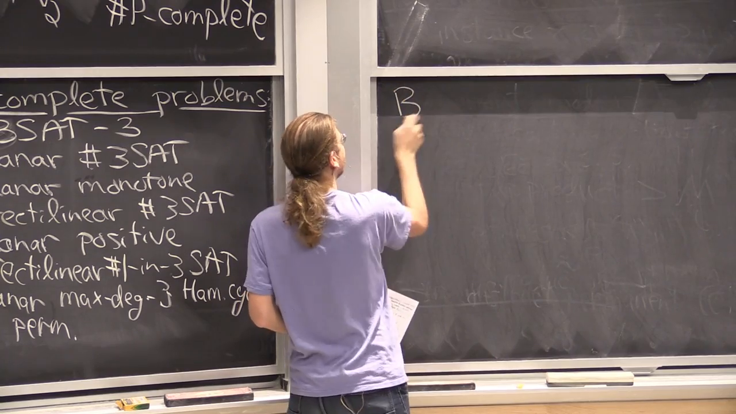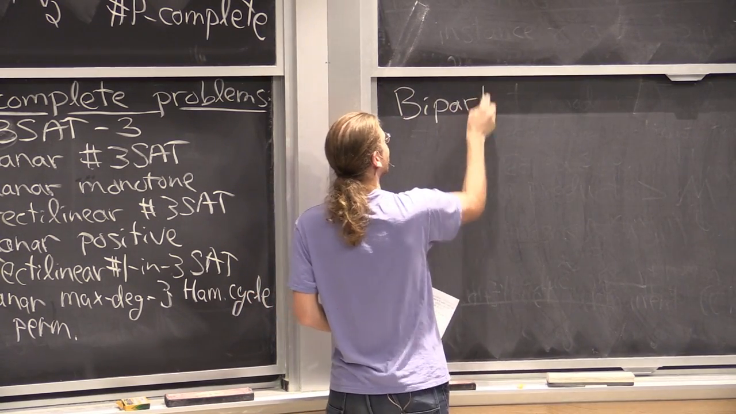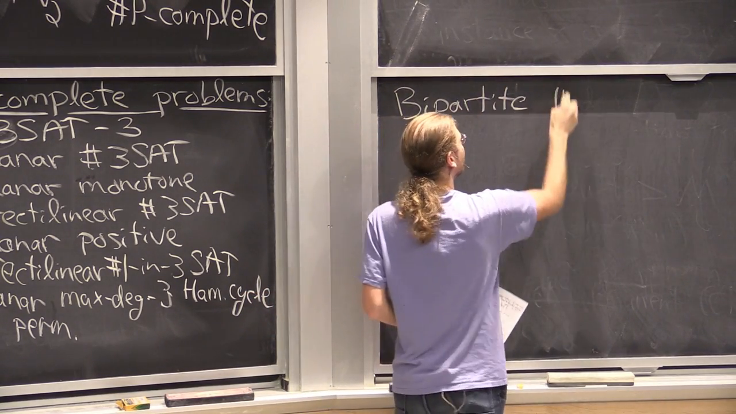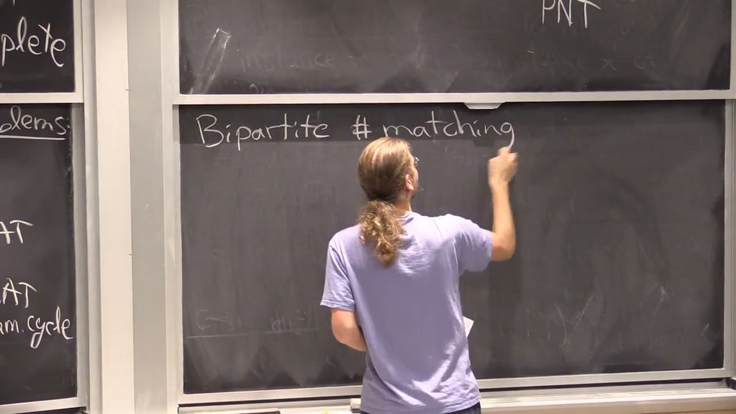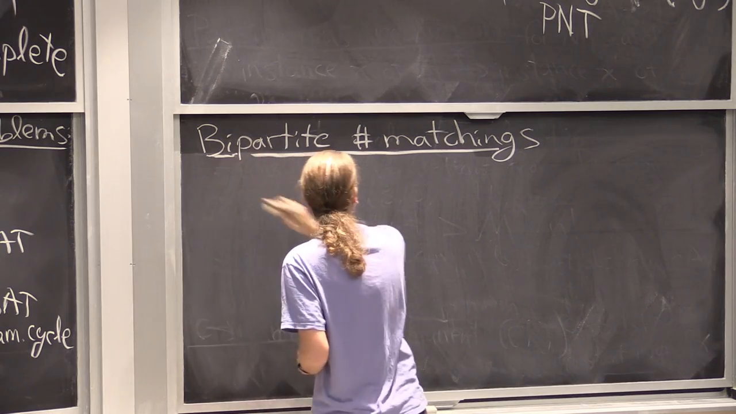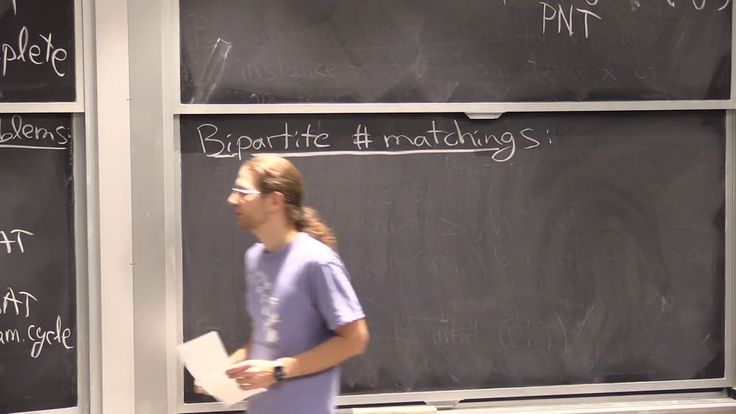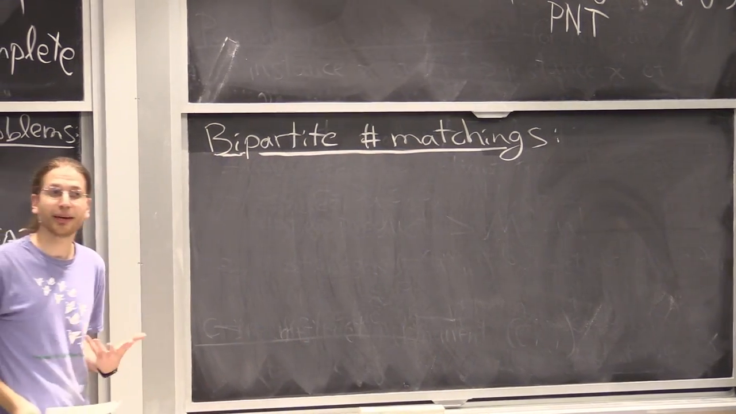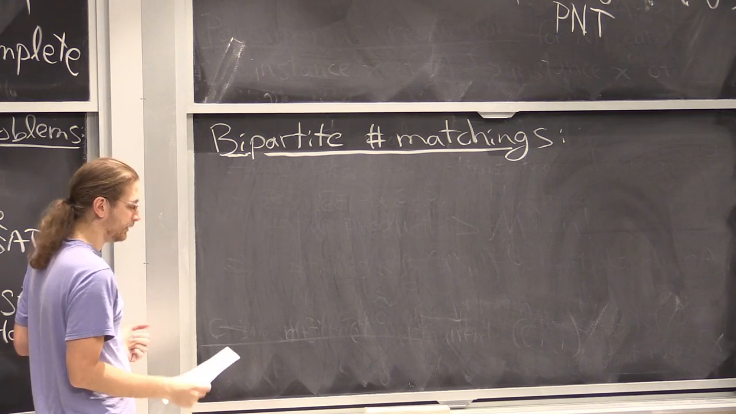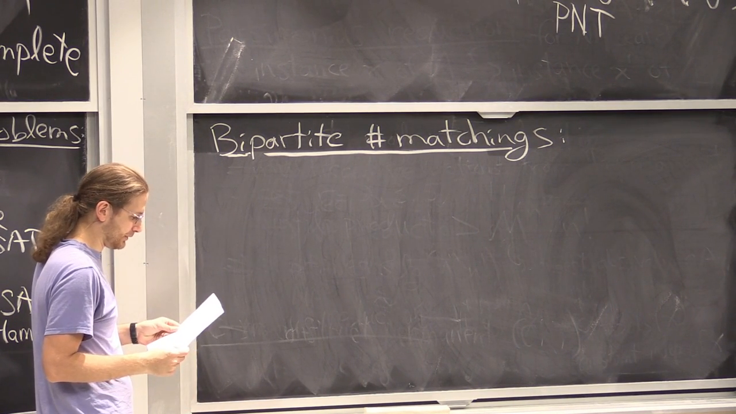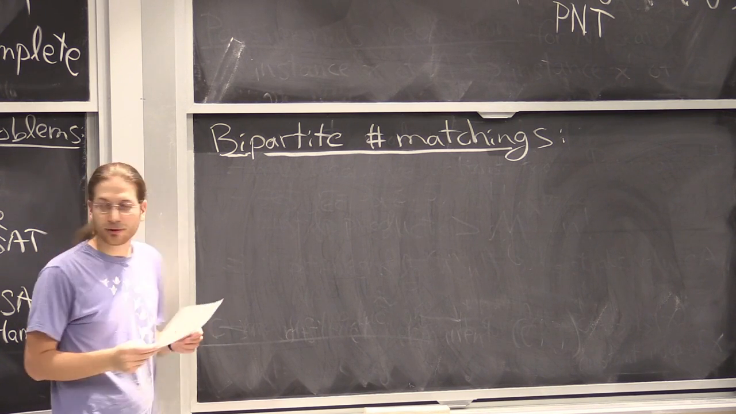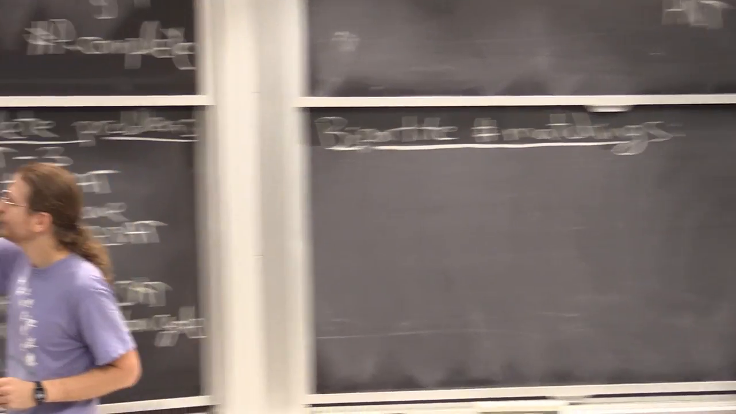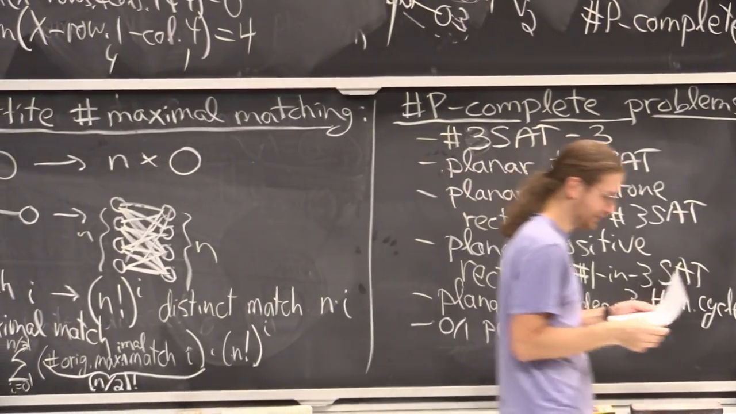So here's another question. What if I just want to count the number of matchings? No condition. This is going to use almost the reverse trick. So no maximal constraint, just all matchings, including the empty matching. Count them all. We'll see why in a moment. This is quite natural. So I claim I can do a multicall reduction to bipartite number of maximal matchings.